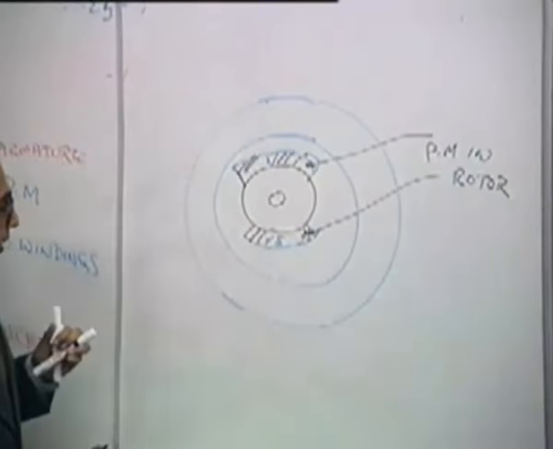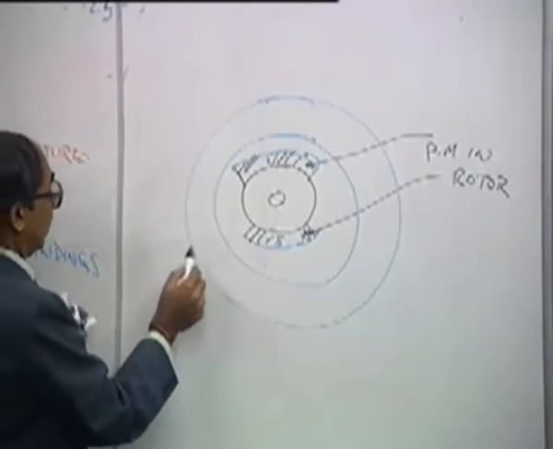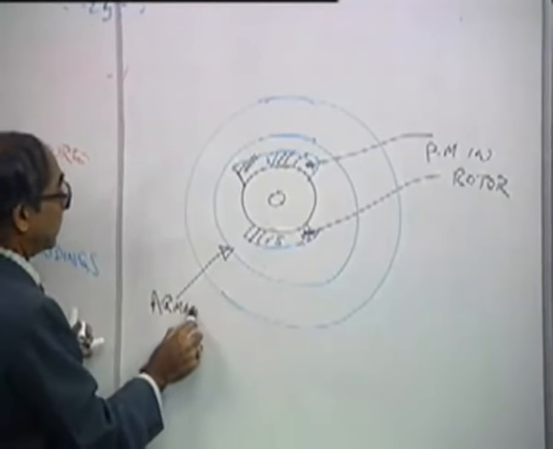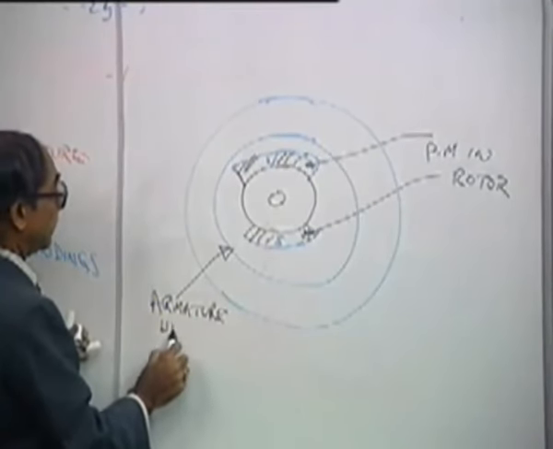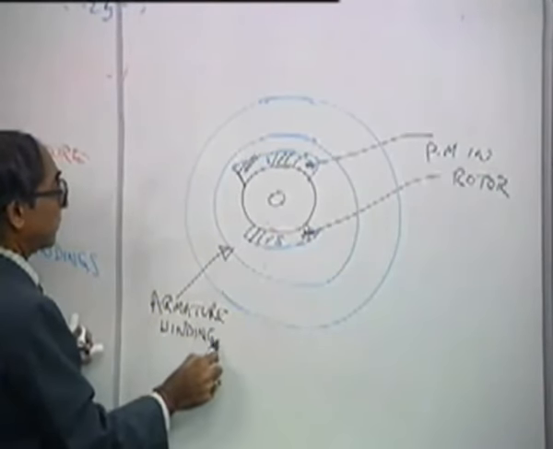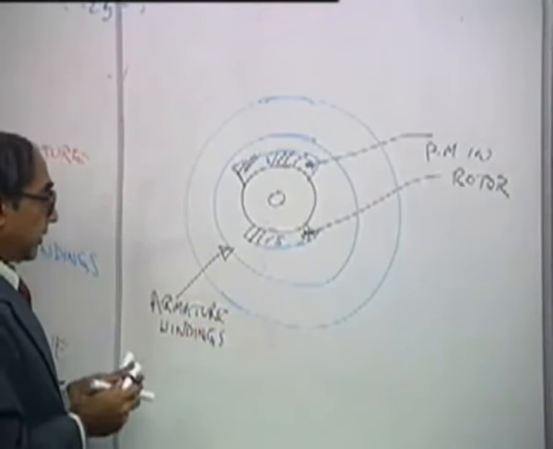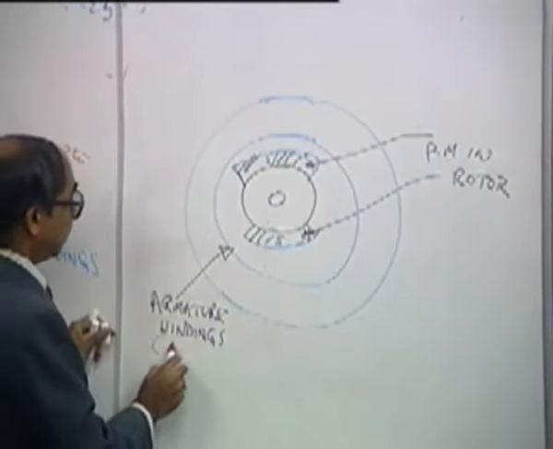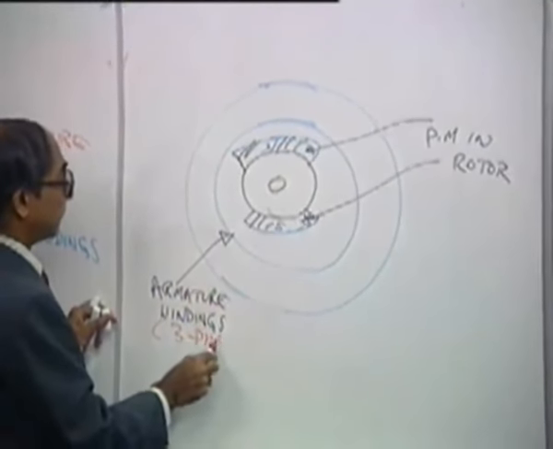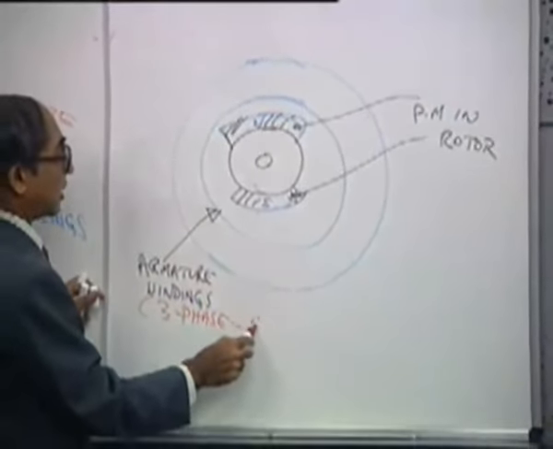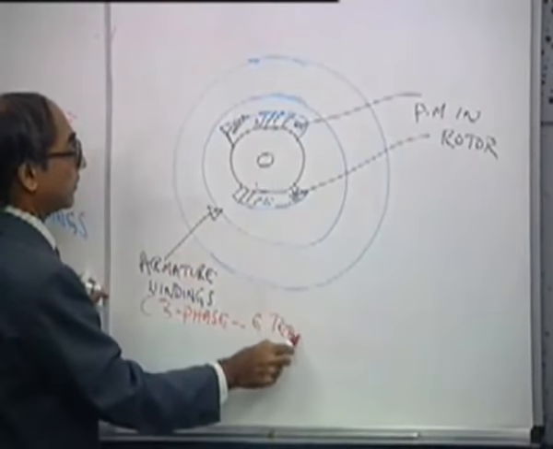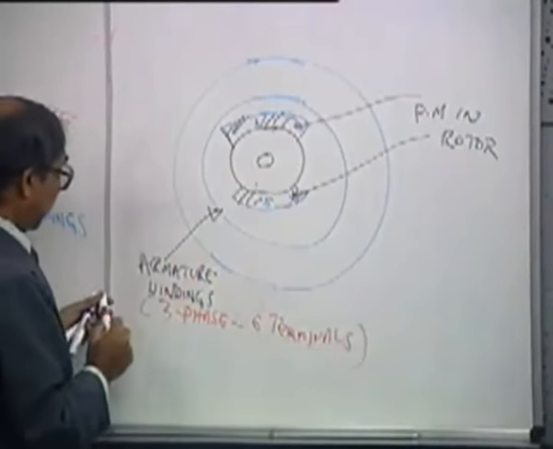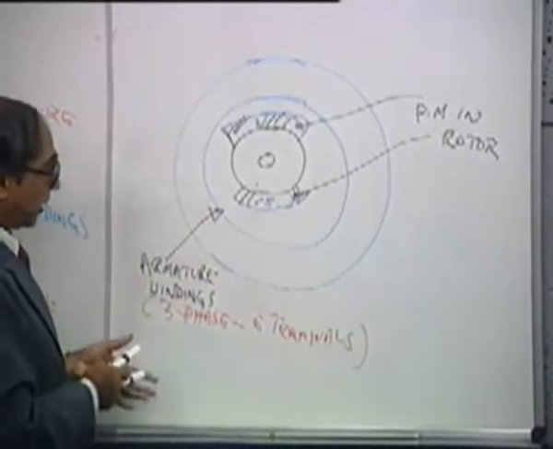So we have permanent magnet in the rotor, and the stator has armature windings. And here we use what is known as electronic commutation. There are normally 3 phase. That is 6 terminals. So these are normally electronically commutated.